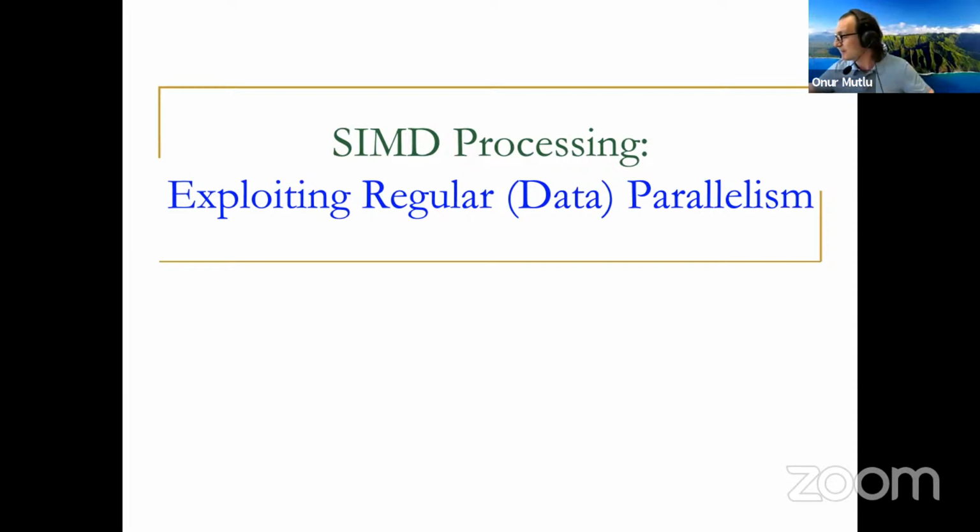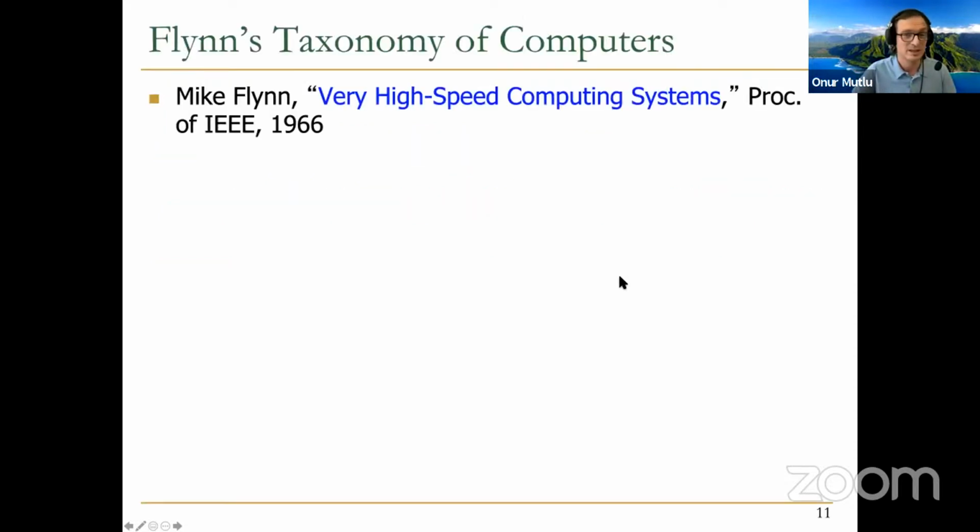So it's very different from what we have seen so far, in a sense. It's different from systolic computation also, as we will see soon. Okay, so to understand this a little bit better, this is another work that had a lot of influence in the development of computing systems. This was written by Mike Flynn in 1966, as you can see. Here, he develops a taxonomy of computing systems, very high-speed computing systems, as he puts it.